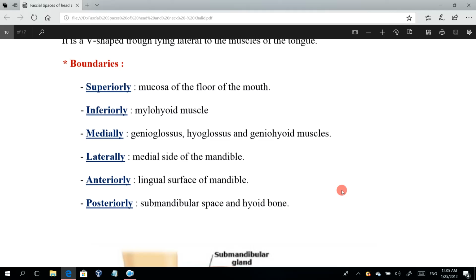Laterally, we have the medial side of the mandible. You remember the lingual fossa on the medial side of the body of the mandible? Yes, this forms the lateral border of the sublingual space. Anteriorly, we have the lingual surface of the mandible. What do we mean by lingual surface? It is the most anterior part of the medial surface of the mandible. Posteriorly, we have the submandibular space and hyoid bone.